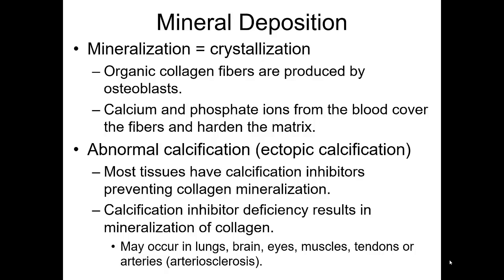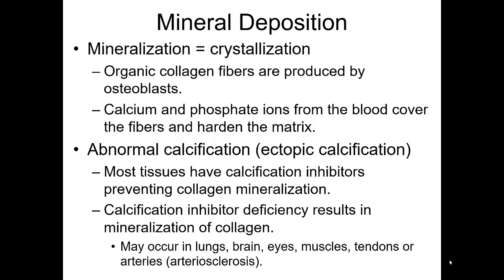This can occur in lungs, in various parts of the body, in brain, muscles, tendons, arteries. When it occurs in arteries, for example, it is called arteriosclerosis. So you do not want sclerosis or mineralization of any other tissue other than bone tissue.